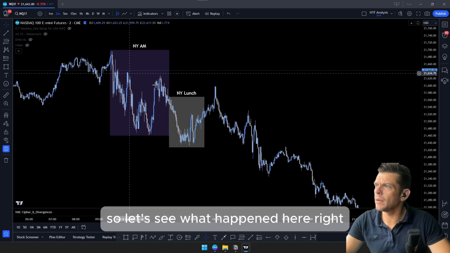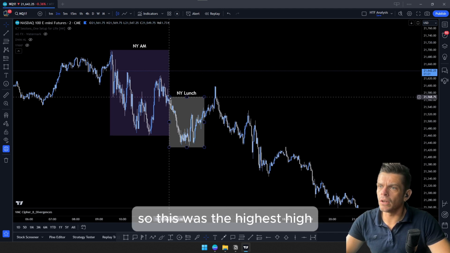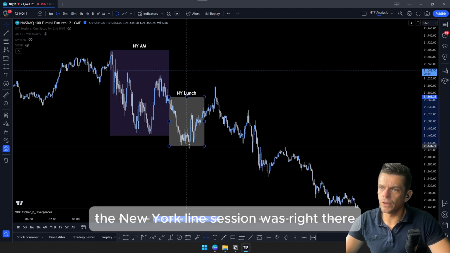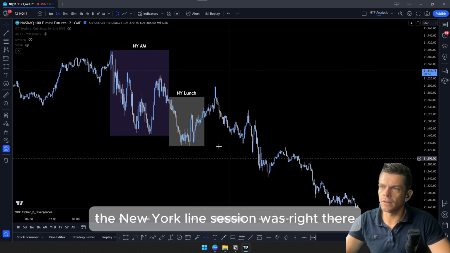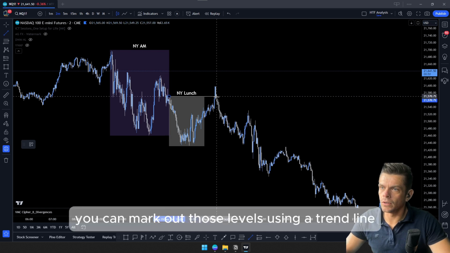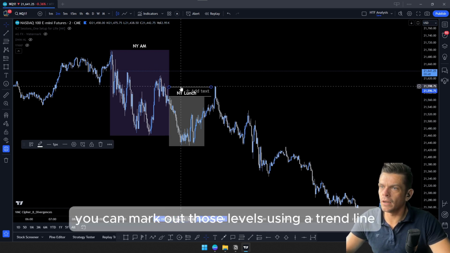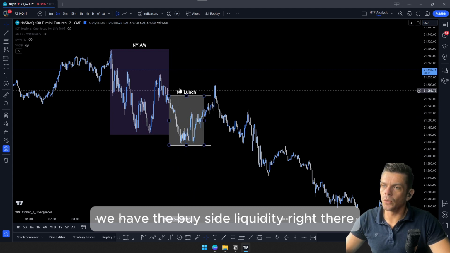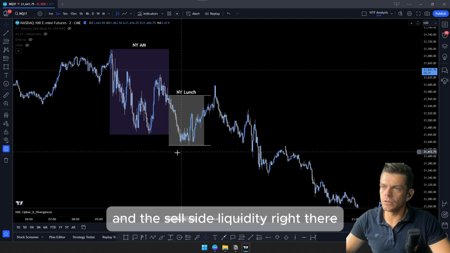So let's see what happened here. This was the highest high during the New York lunch session, and the lowest low for the New York lunch session was right there. If you want, you can mark out those levels using a trend line. So we've defined the liquidity levels. We have the buy side liquidity right there and the sell side liquidity right there.